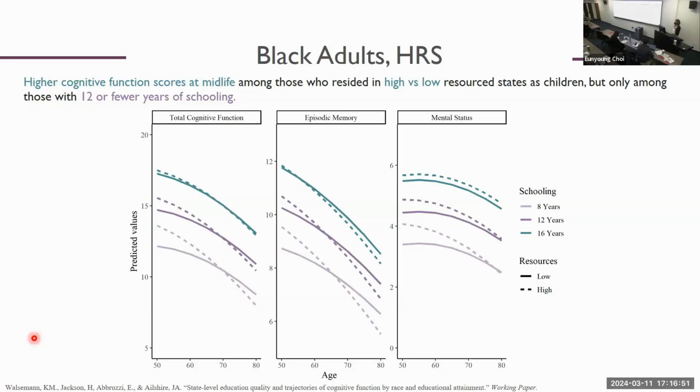What we found in supplemental analysis was that the Black older adults who grew up in states with low education resources were more likely to die earlier than those who grew up in highly educated resource states. And so we think some of that crossover effect is really due to selective mortality, so earlier mortality that's happening in the sample.